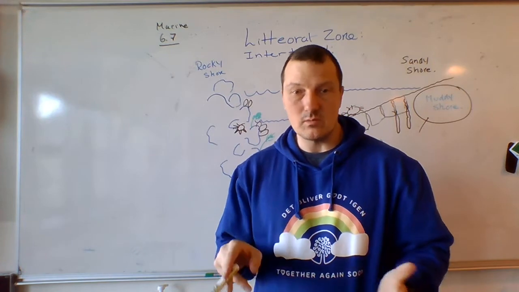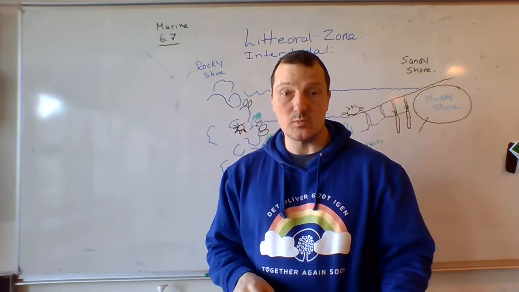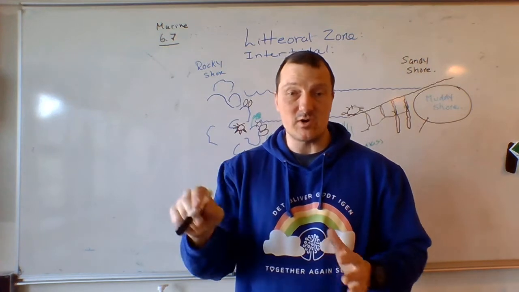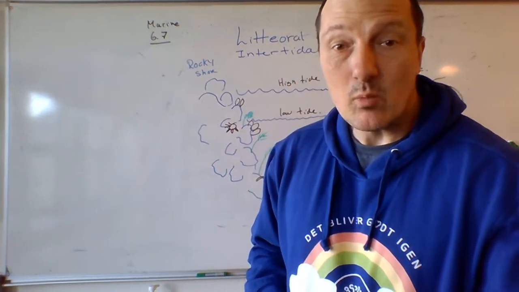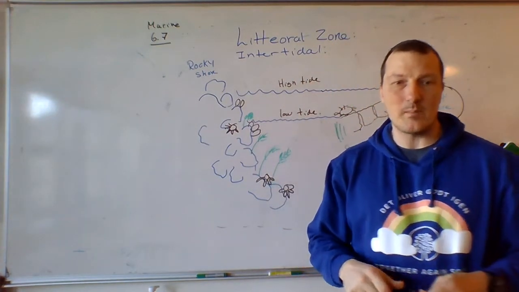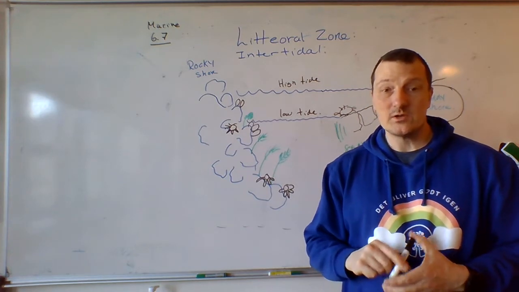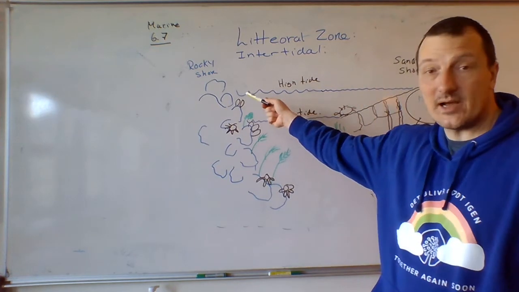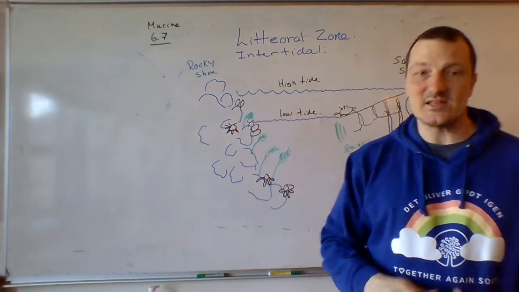Again, this is just me and a whiteboard. There are videos where you see all these animals in much more detail, but I'm just going to try to describe some of the major implications of this chapter. When we talk about the littoral or the intertidal zone, we are talking about the coast, especially the coast leading from when the tide is at its highest to when the tide is at its lowest.